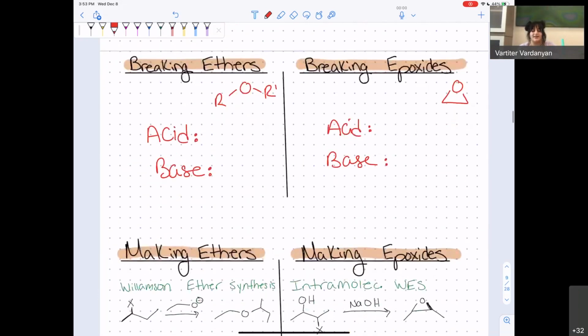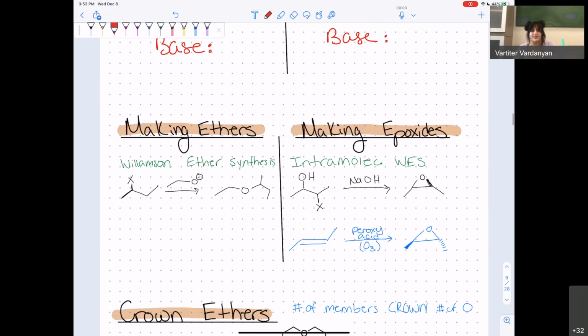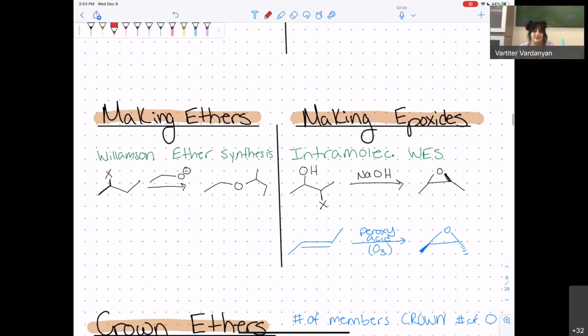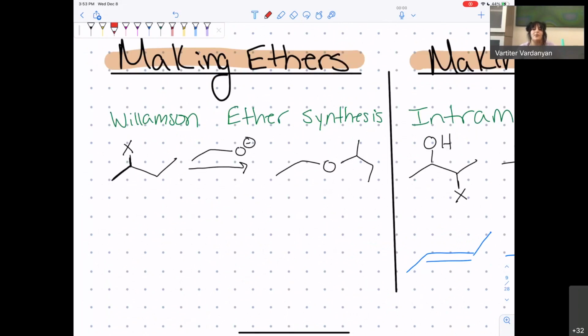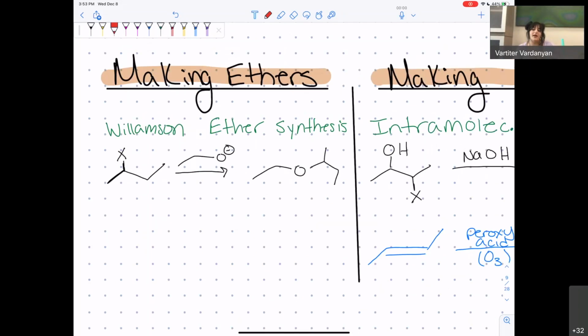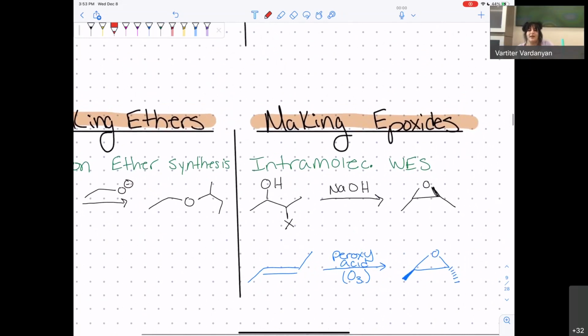So ethers and epoxides, we'll do making first because that just makes more sense. When we're making ethers, we have the Williamson ether synthesis. We are going to react an alkoxide with an alkyl halide to make an ether. And then for making epoxides, we could either do the intramolecular Williamson ether synthesis, or we can react an alkene with a peroxy acid. And remember what I said about peroxy acids. Anything that has O3 is a peroxy acid.